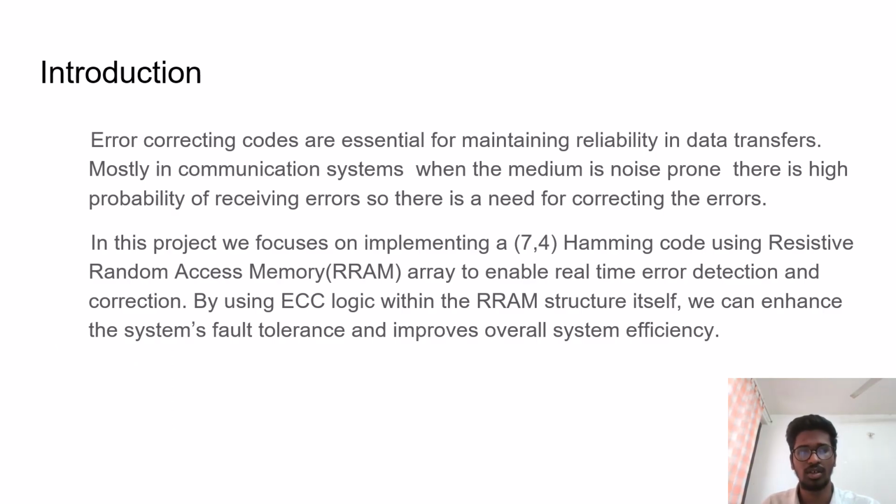Introduction. Mostly, this project explores an innovative approach by embedding error correcting codes within the memory itself, specifically using RRAM. Our focus is on implementing the 7,4 Hamming code inside an RRAM array, which detects and corrects single bit errors in stored data. By integrating error correcting code at the memory level, we aim to reduce the von Neumann bottleneck and also improve overall system efficiency and enhance fault tolerance.